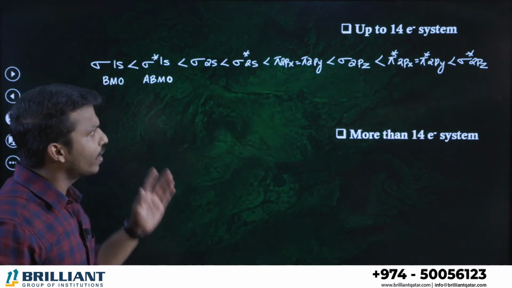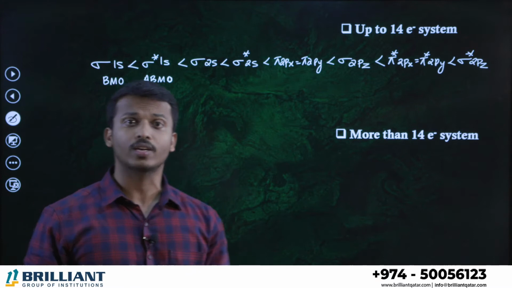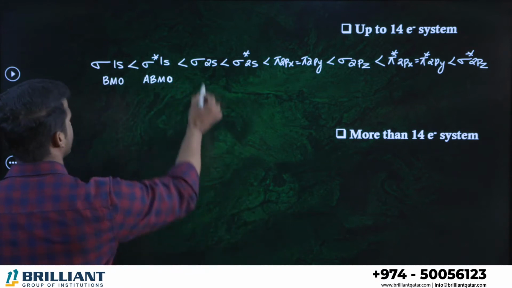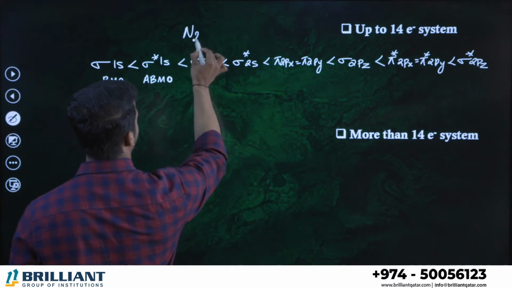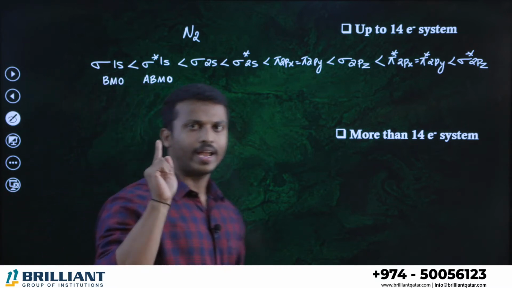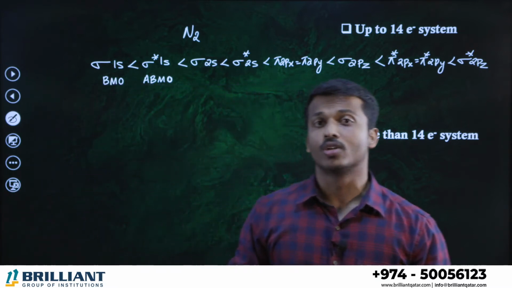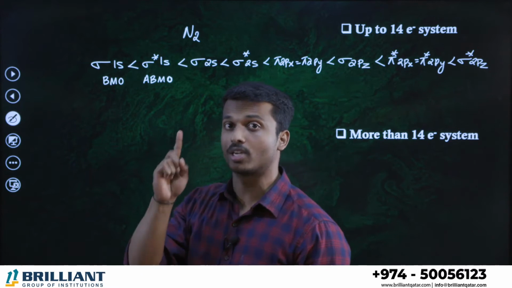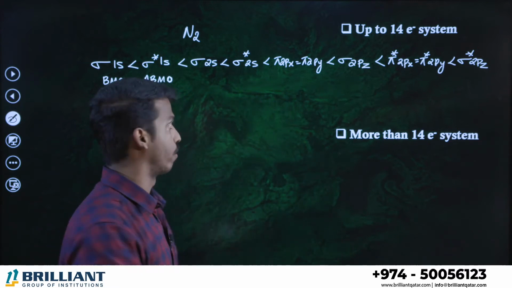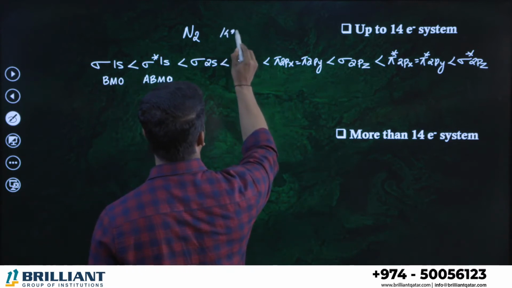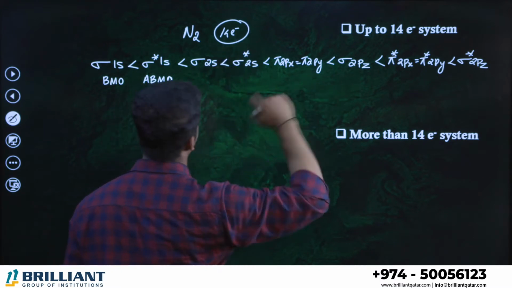So, up to 14 electron system. What is up to 14 electron system? For example, you can consider the N2 molecule. One nitrogen atom contains 7 electrons, so one nitrogen molecule contains 14 electrons, right? For these kinds of systems, you can apply this equation.